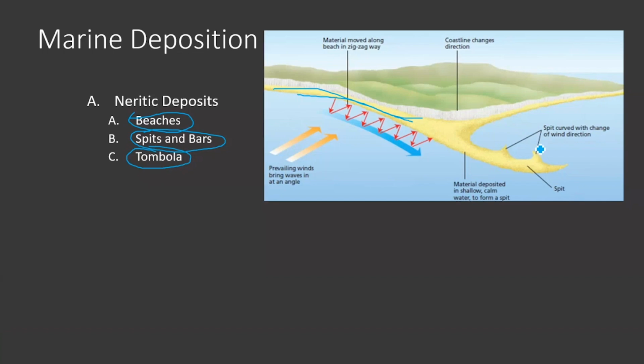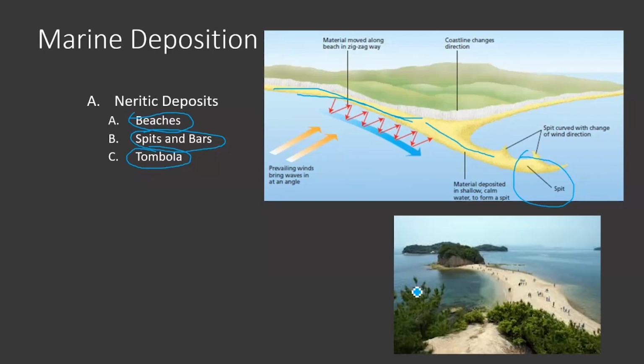Spits and bars are the large deposits which deposit within the channel, and a tombolo is the form which is connecting to this. So this portion is called a tombola. Ideally this is a deposition of sediments by the process of waves, which is connecting to an island. So this is called a tombolo. Different terminologies are applicable for the deposition process.